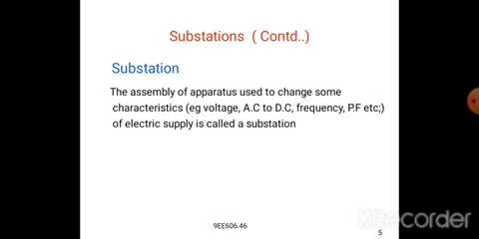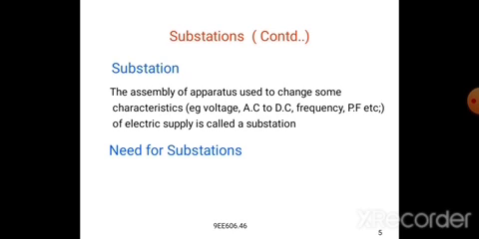The substation is nothing but the assembly of apparatus used to change some characteristics of electric supply, for example voltage, AC to DC, frequency, power factor, etc. So a substation is defined as the assembly of apparatus installed to perform any one, two or all of the following operations, that is AC to DC.